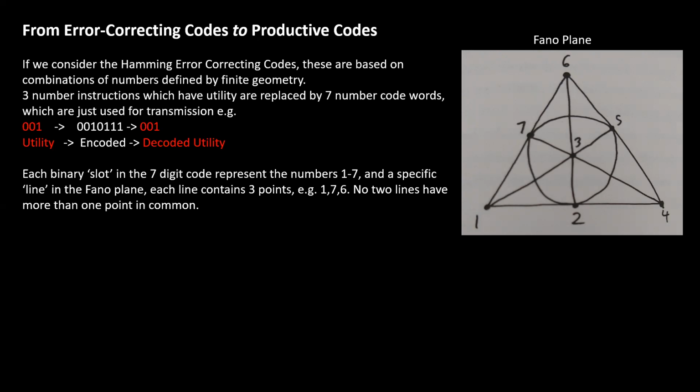And so that enables you to come up with a code that stops small amounts of noise from leading to another valid code, a bit like the credit card example. And so you can take a block of 3 numbers, convert them into a block of 7 numbers, which represent the 3 points in a particular line. And you can use that to encode and prevent errors in transmission.